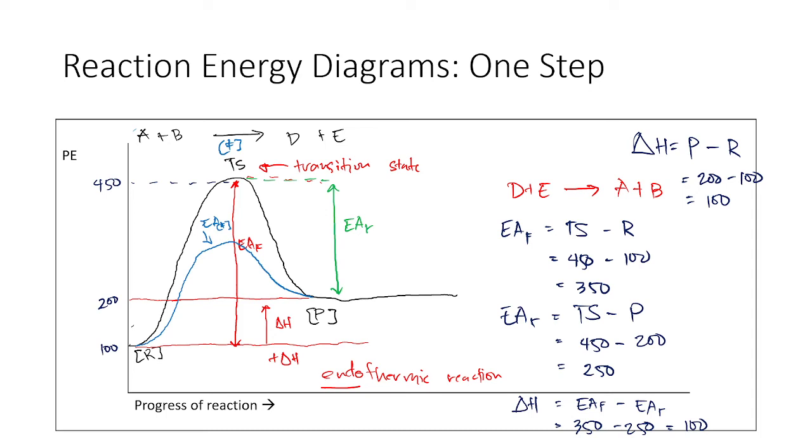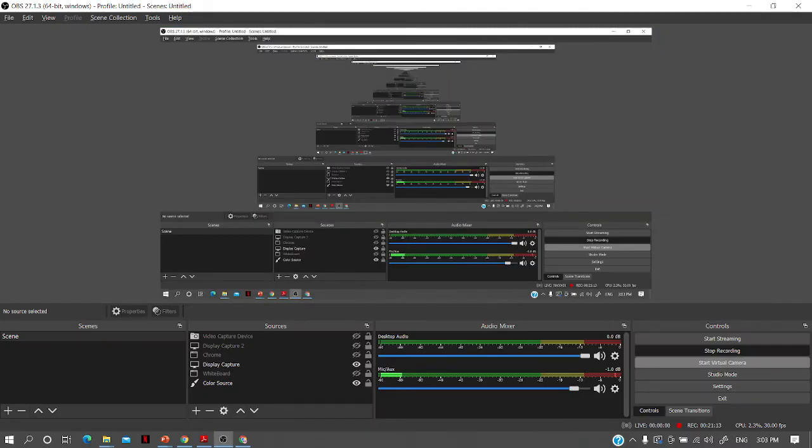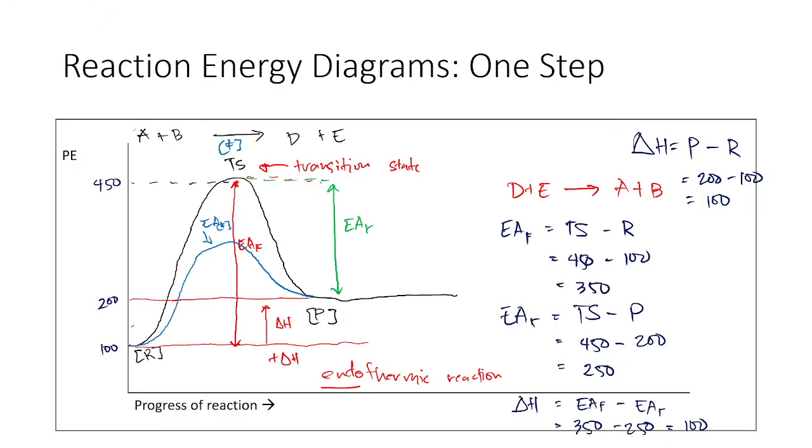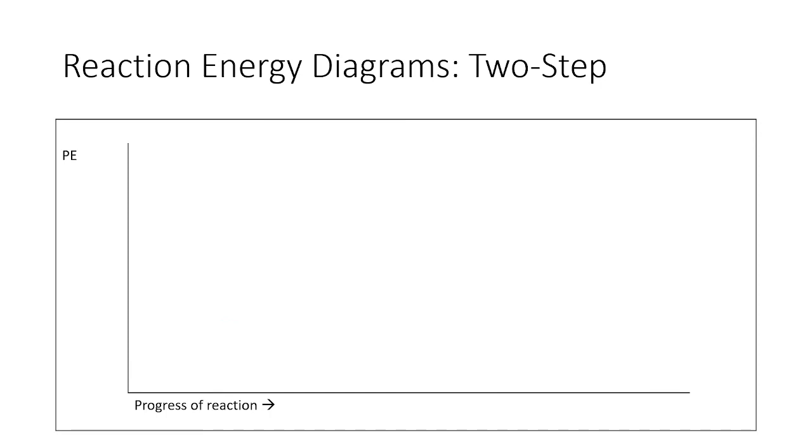So how about what we call a two-step energy diagram? I'm just checking whether I am recording. But anyway, let's go to our two-step energy diagram. By two-step energy diagram, if we write that using a chemical equation, it can be written like this.